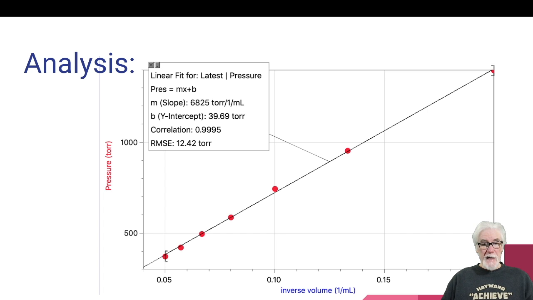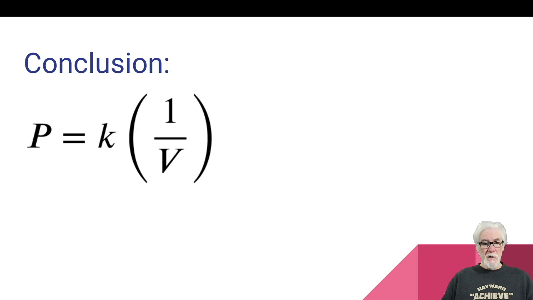The vertical intercept is not 0, it's 39 torr, but if you look at the highest pressure reading that we have, it's nearly 1500, and so 10% of that would be 150, half of that would be 75, so this is much less than 5%, and we can throw that out. So our relationship is the equation of this line. The vertical axis is pressure, the horizontal axis is 1 over volume, or inverse volume, and then the slope of this line would be our constant of proportionality.